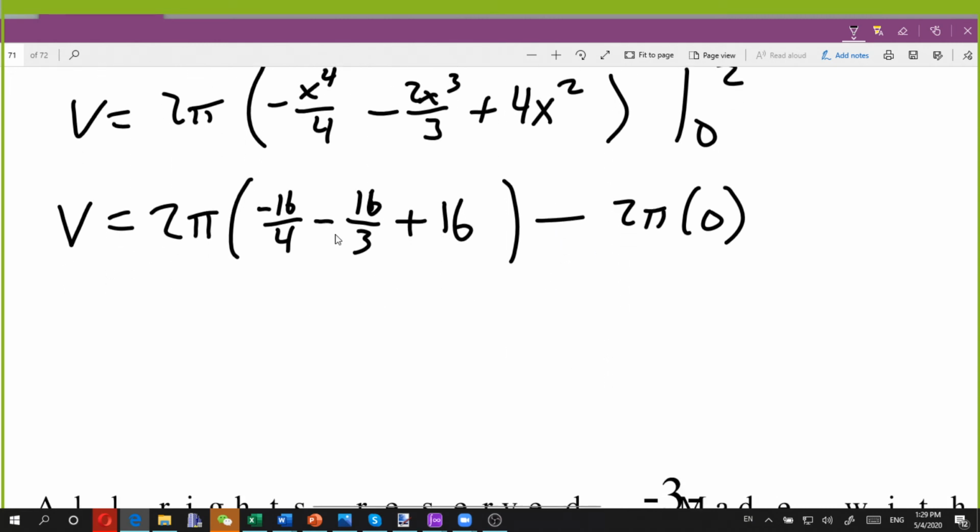Okay, what's my common denominator? 12. Okay, I could use 12. If I simplify this to 4, I could use 3. I might do that actually. So this would be 2 pi, this would be negative 4 plus 16. So I've got negative 16 thirds plus 12.